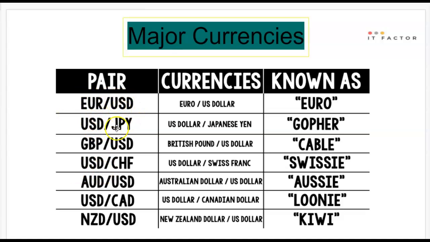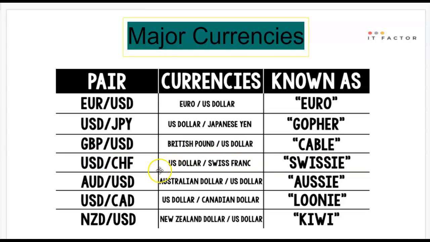Alright. So these pairs are major pairs, and they are EUR-USD, which is for euro and US dollar. And here on the right hand side, I put them just for fun. These are the nicknames of them. So if you want to learn the nicknames, here they are right there. Then you got USD JPY for US dollar and Japanese yen. You got GBP USD, Great Britain pound and US dollar.